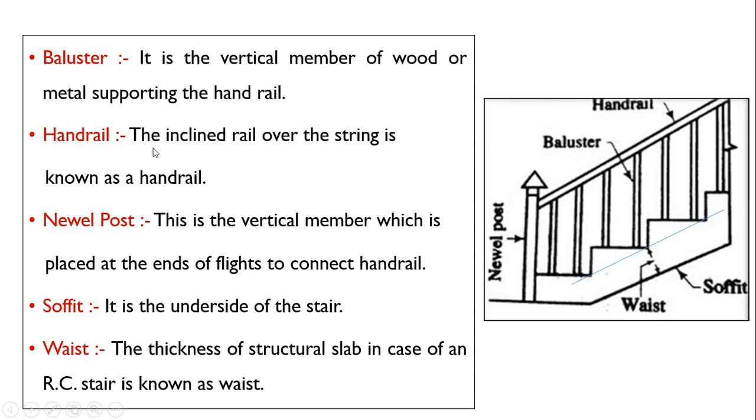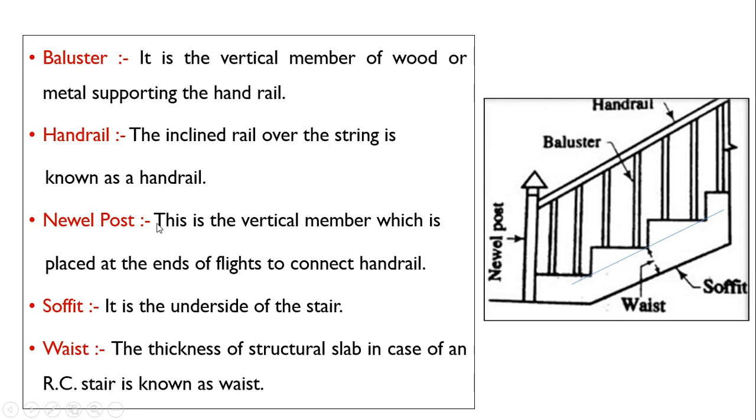What is handrail? This inclined member which is supported on the baluster is known as handrail. The inclined rail over the string is called handrail. What is the function of this handrail? It provides support to the user while ascending or descending the staircase. So this is the handle.